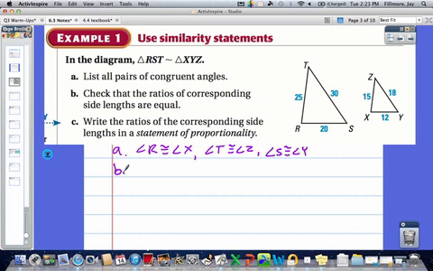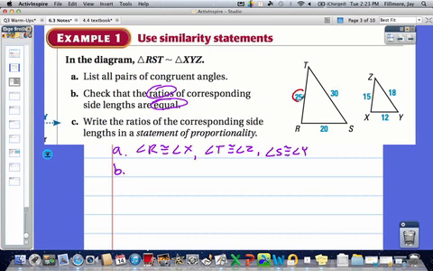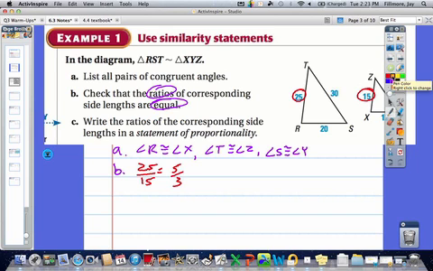Then it says, check that the ratios of corresponding side lengths are equal. So we're going to check these ratios are all equal. Let's take one pair of sides and see what that ratio reduces to. Let's pick 25 and 15. They're corresponding, so I'm going to say 25 over 15. And that will end up reducing to 5 over 3 if I divide 25 and 15 both by a common factor of 5.